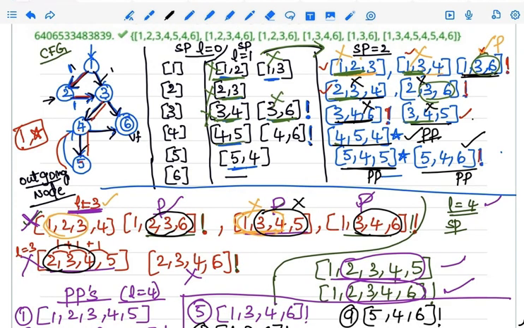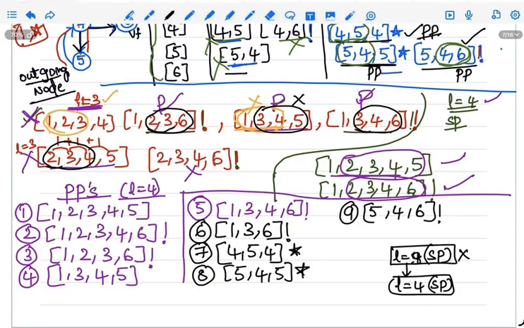4, 5 is here, right? It's not a prime path. 4, 6 is here, right? It's not a prime path. And 5, 4 is here. It's not a prime path. So all the paths of length 0 are covered in the prime paths, right?